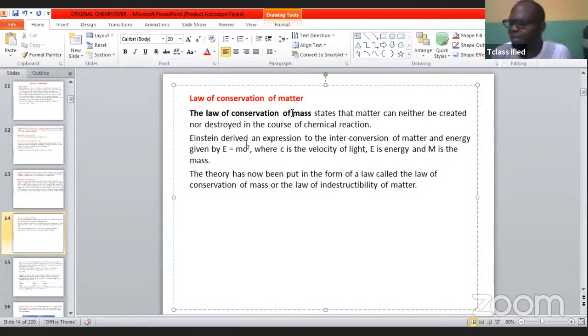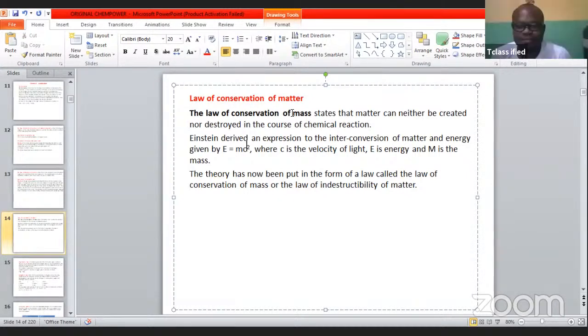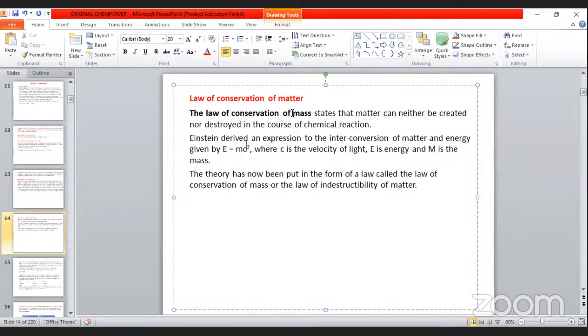Okay, so can we recite the three laws of chemical combination? So let's see the people that are around. Let's take it one by one after the other. So let's start with Onafua. Just give me any of the laws, any of the three that we just looked at. Law of conservation of mass. Okay. It says that matter can neither be created nor destroyed in the course of chemical reaction.